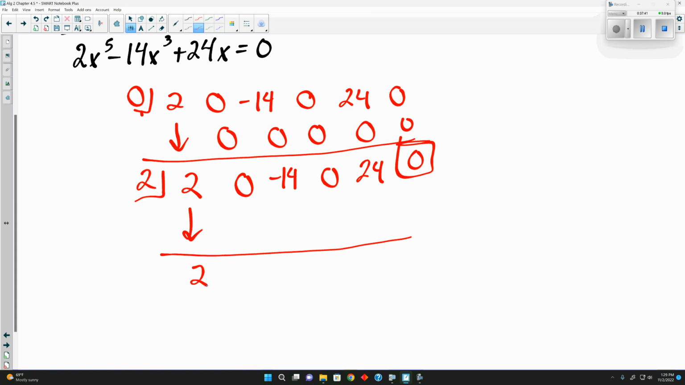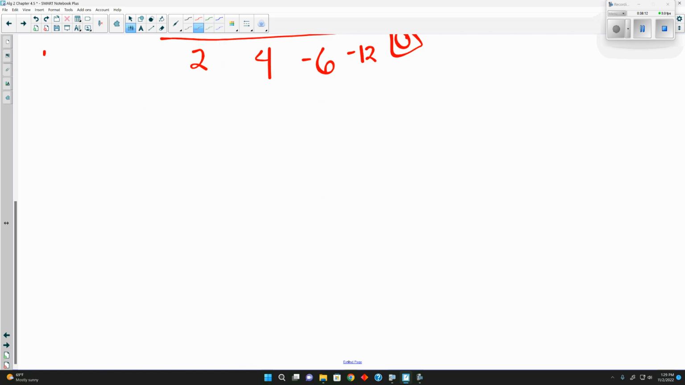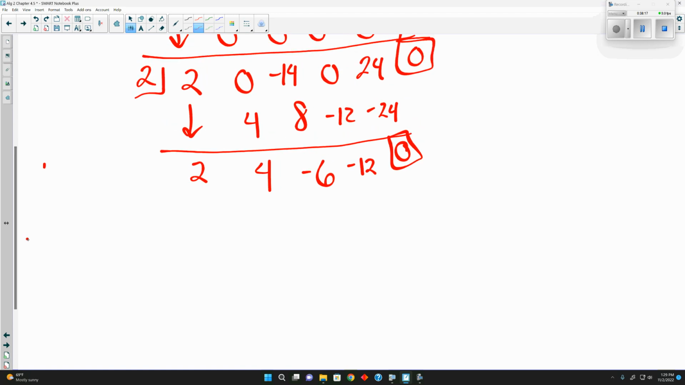Now the next value we can try is 2. It's one of the other values that we had. 2 times 2 is 4. 0 plus 4 is 4. 2 times 4 is 8. -14 plus 8 is -6. 2 times -6 is -12. 0 plus -12 is -12. And 2 times -12 is negative 24. And 24 plus -24 is 0.